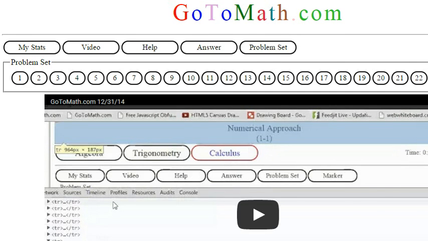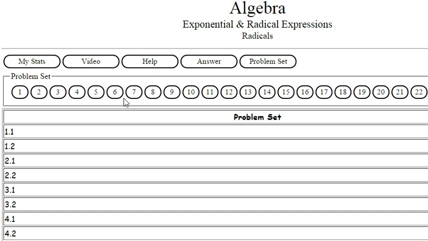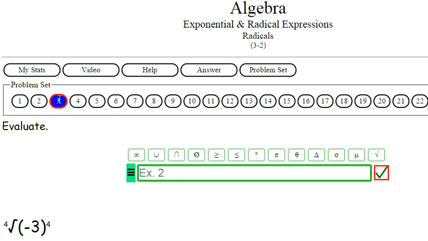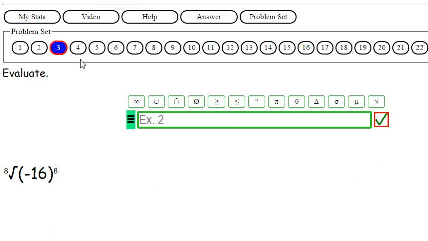Hey, we're over at go2math.com. Click on the radicals, and we're doing 3.2, I believe. We just did 3.1. Not much variation in 3.1, but we got a little variation here.